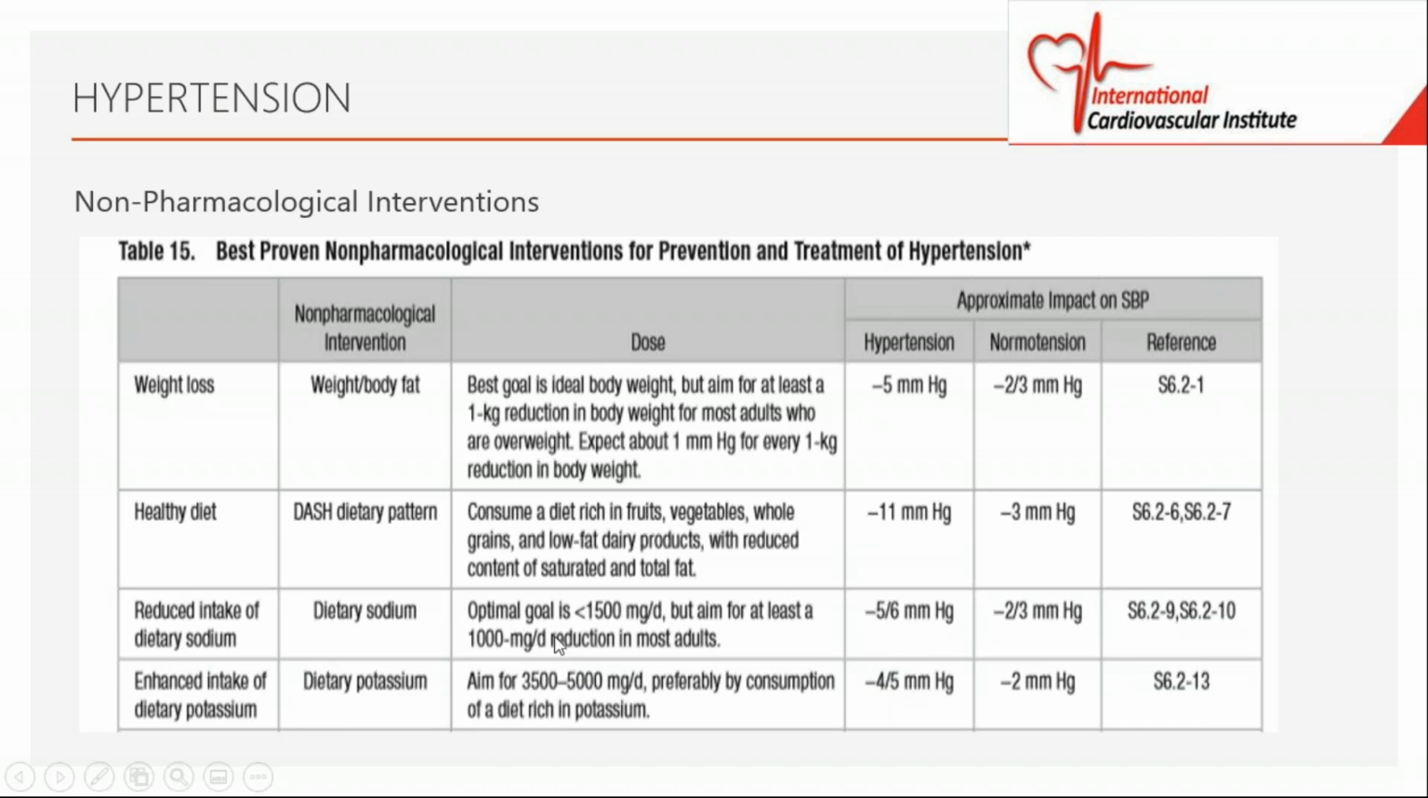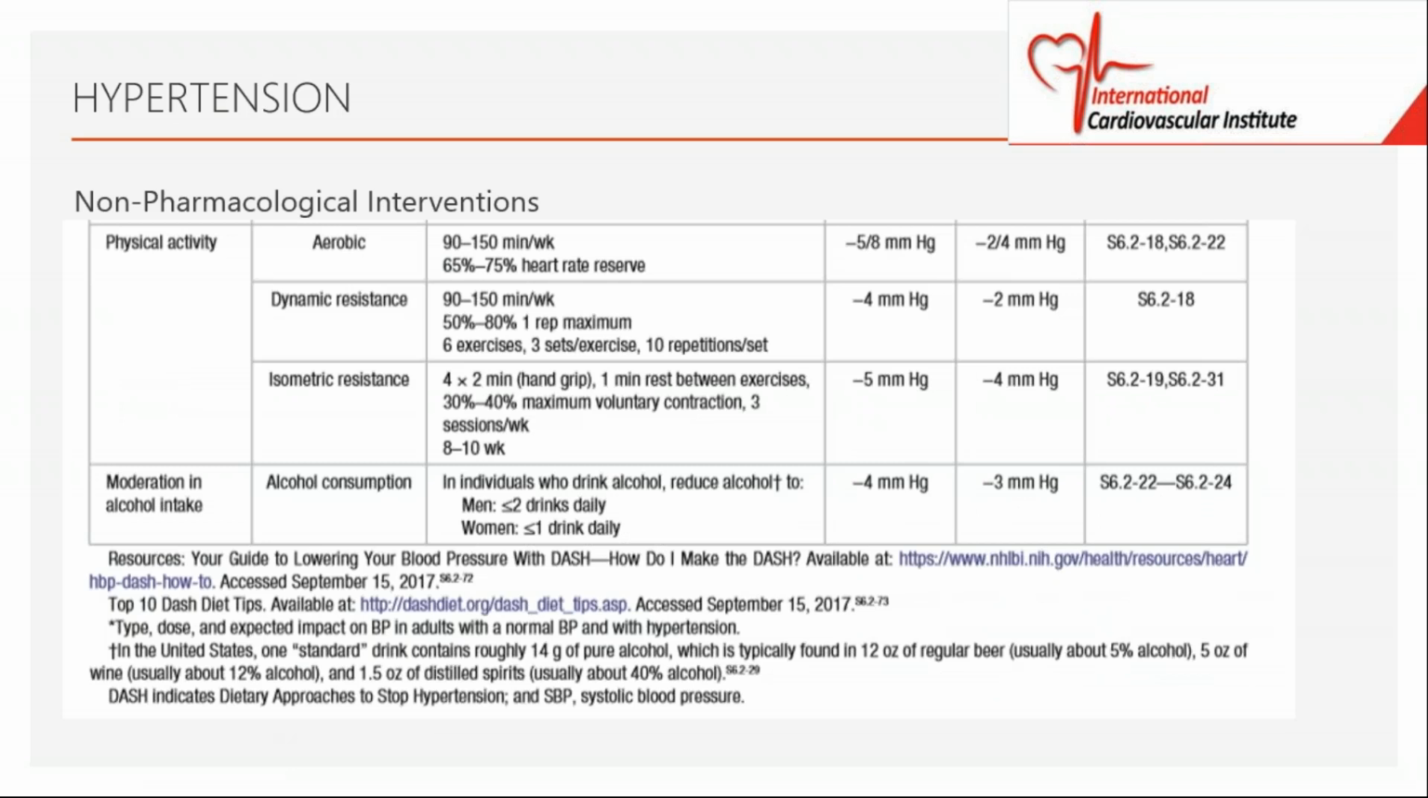When we talk about sodium, the optimal goal is less than 1,500 milligrams per day. You should aim for at least 1,000 though, okay? So we're talking about significant sodium reduction. And the DASH diet, remember that.